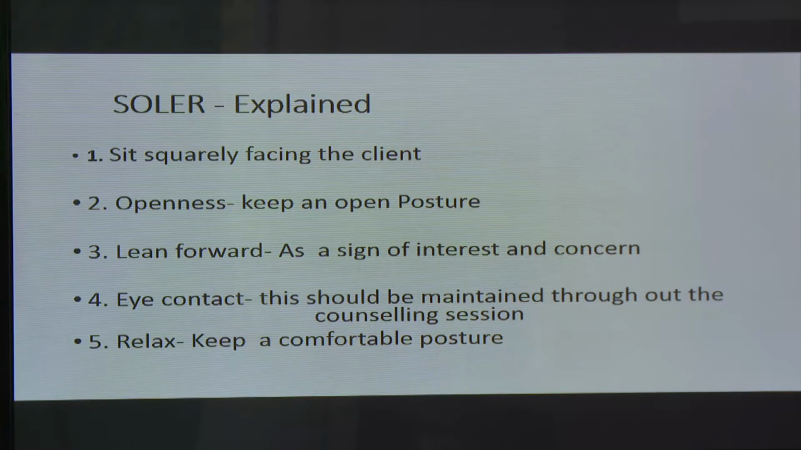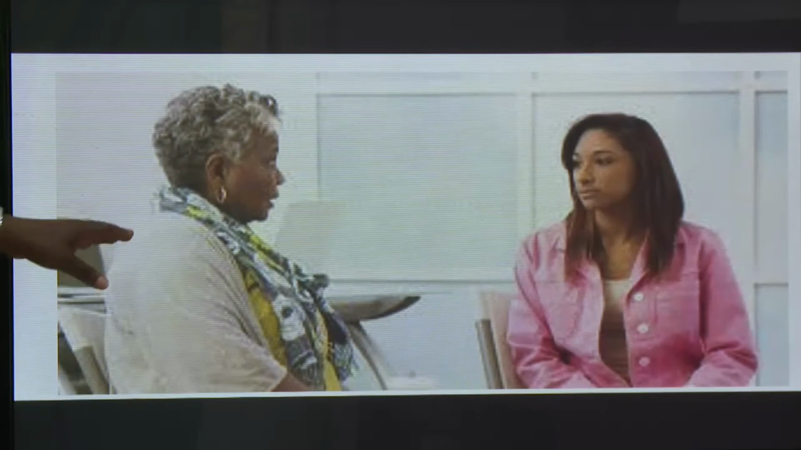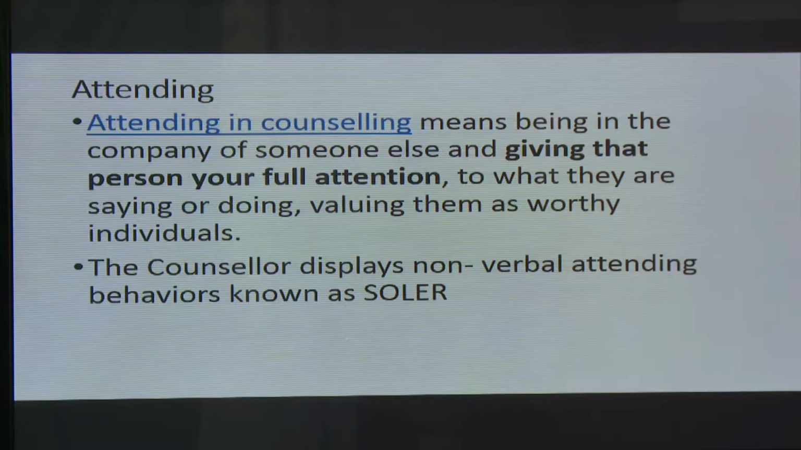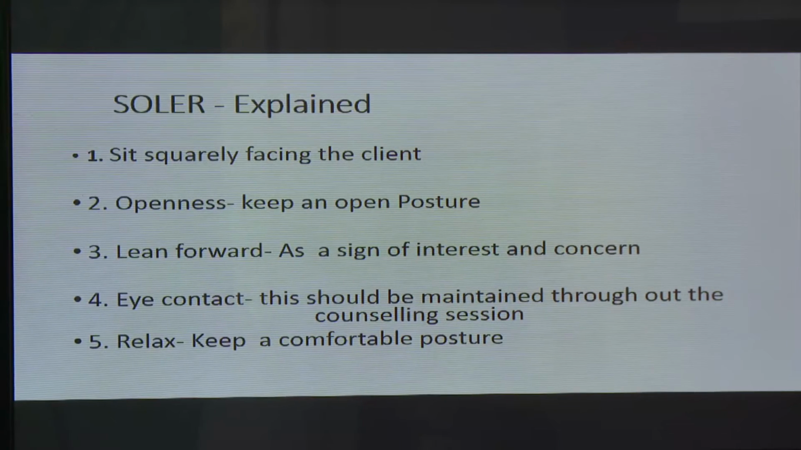The first S, maybe I would ask you, what do you think this S would mean? It is, you sit squarely facing the client. You sit in a way that you are able to see the client. Going back to that example that I showed you, you can see that this counselor stays in a way that he is able to see all the nonverbal reactions in the client. So you have to sit squarely, but you must always observe what is called physical space so that you don't become too close. You maintain physical space, but you are able to see everything that is happening in your client. That's what you said. You sit squarely facing the client.